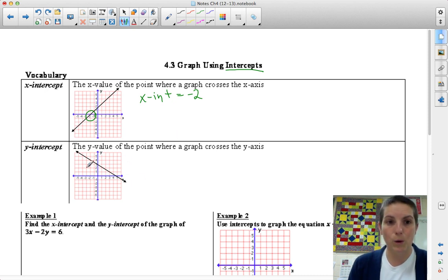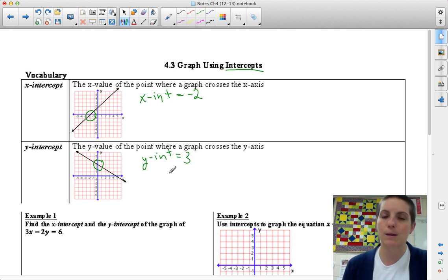When we go to the one down below, the y-intercept, remember we're just looking for the y value of the point. So when we look at the y-axis, that's up here, that's where my line crosses the y-axis, and I made on this particular graph my y-intercept be +3. It doesn't matter about anything else with the line. We're just looking at where does it cross the y-axis.